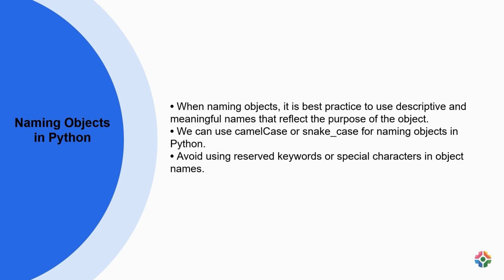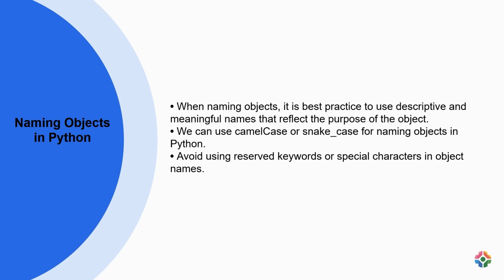In Python, two common naming conventions are camelCase and snake_case. CamelCase starts with a lowercase letter, and each subsequent word begins with a capital letter, like totalSalesAmount. Snake_case uses all lowercase letters and separates words with underscores, like total_sales_amount.